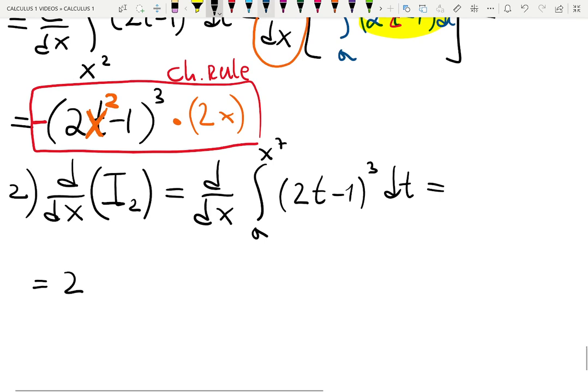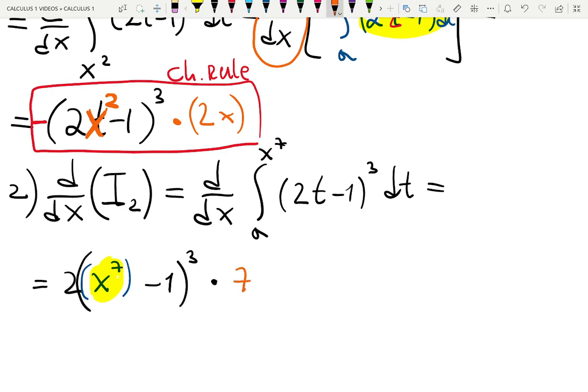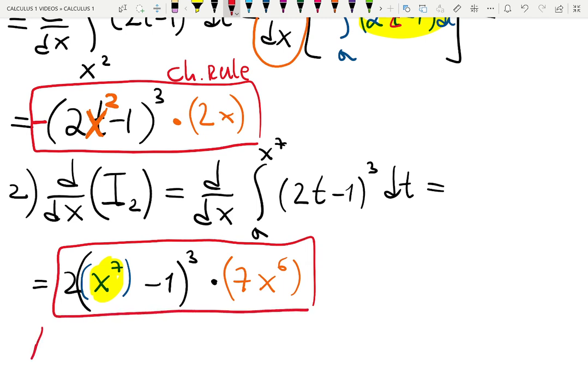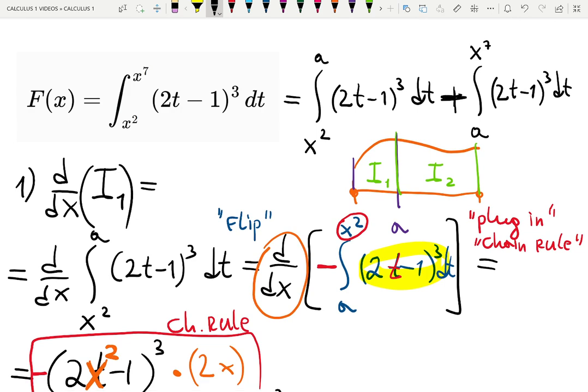Thus, it will be 2. Instead of t, we will have x^7. Maybe put in parentheses. Sometimes that helps if there are some calculations to be done. Minus 1 cubed. And then I thought it should be done, but I remembered that I also need to differentiate the function inside. The function inside is x^7, so it's going to be 7x^6 over here. And that is the answer of the second integral. The final answer is what? A combination of those two answers. And by combination, I mean a sum, because that's what we had over here.